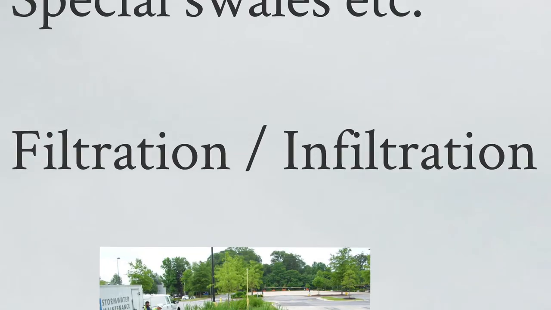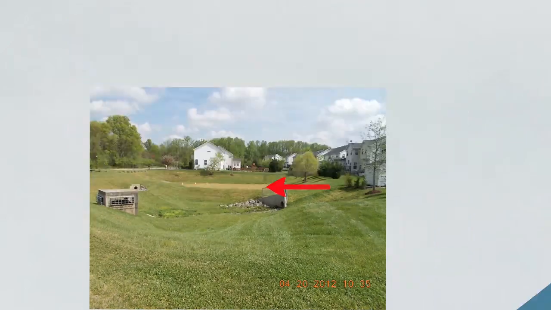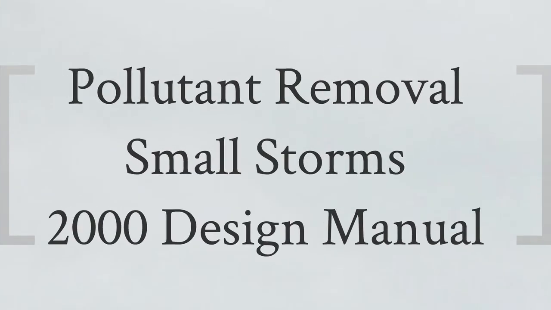Filtration and infiltration, these are practices that will either filter the water through sand type media or actually have it infiltrate into the ground. This is a photograph of a sand filter that's in part of a larger pond. Where the red arrow is pointing, you can see that there is a brown area of grass. That's because there is sand beneath that. There's actually a sand filter providing the water quality for this residential subdivision.